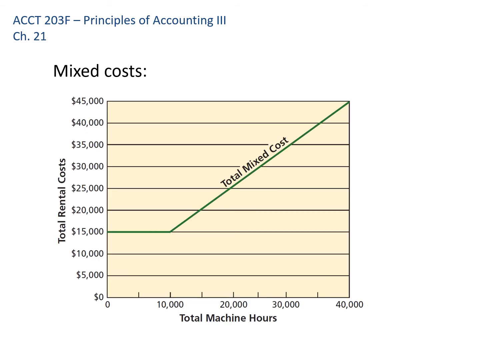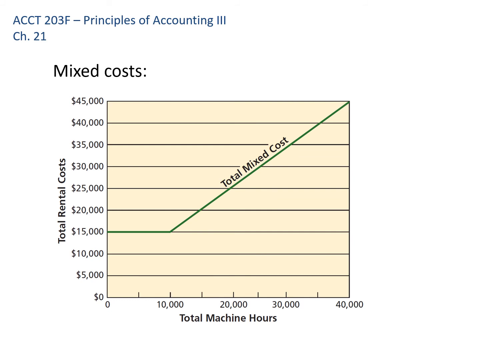Graphically, that looks like this. In this case, their fixed costs are $15,000 between no production and 10,000 machine hours. And then once it gets over 10,000 machine hours, it starts going up. So we have more costs the more we produce, but at any level, it's always 15,000 plus the variable cost here.